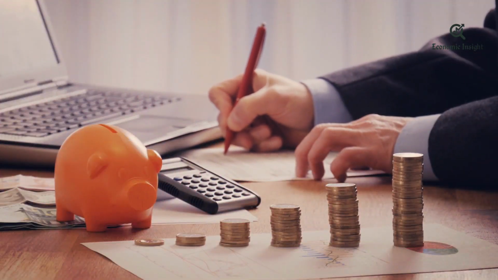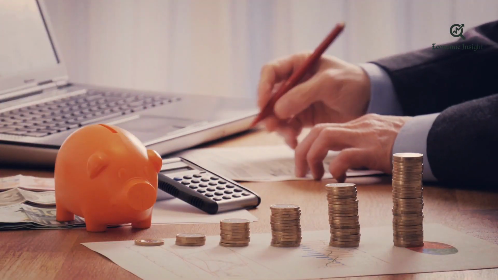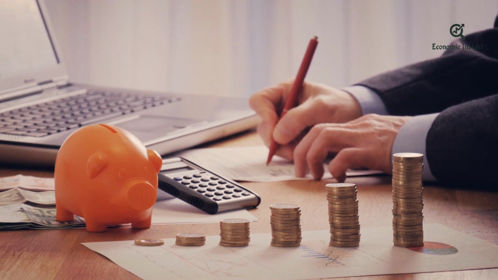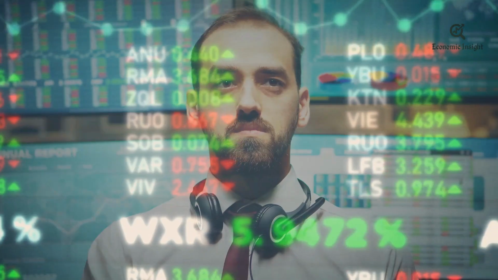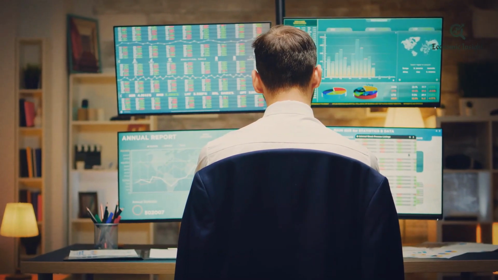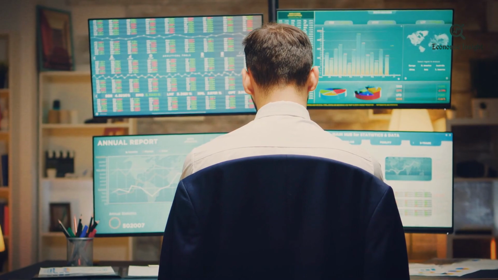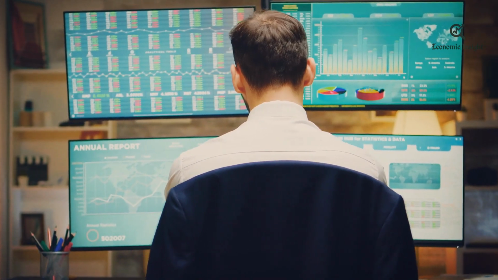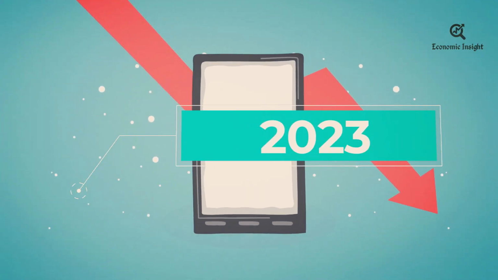Additionally, inadequate regulation and oversight, as well as the excessive risk-taking by financial institutions, played a substantial role in the crisis. The aftermath required government intervention and bailouts to stabilize the financial system and prevent a total collapse. The banking crisis of 2023.